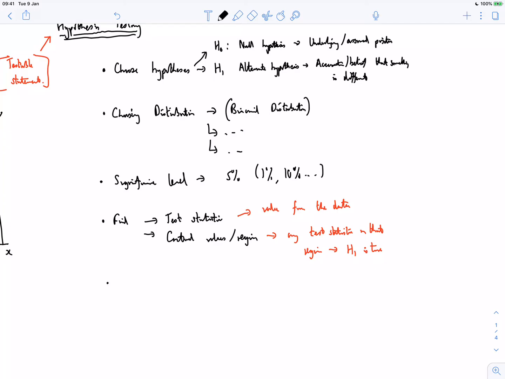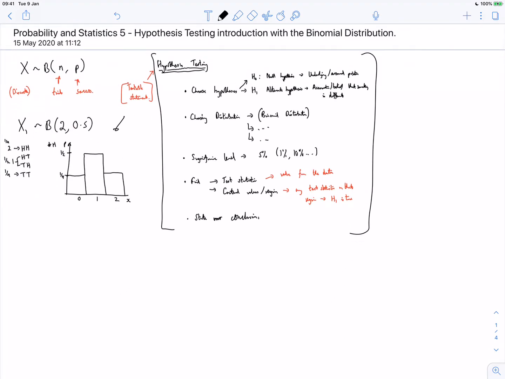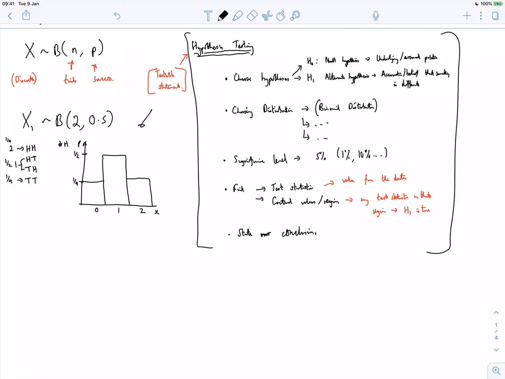And then once we've done the test, we state our conclusion. Okay, so pretty much these steps in order are what we're talking about when it comes to hypothesis test. So let's have an example of what's going on here.